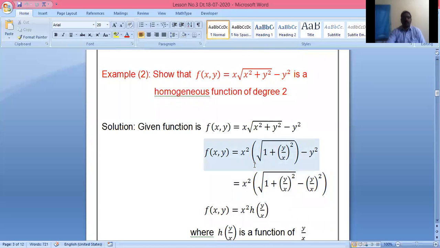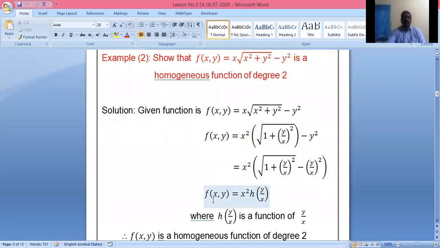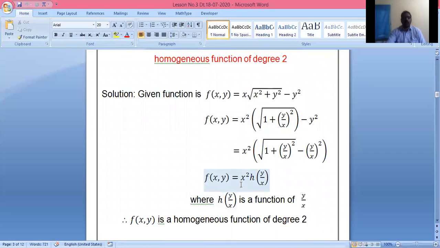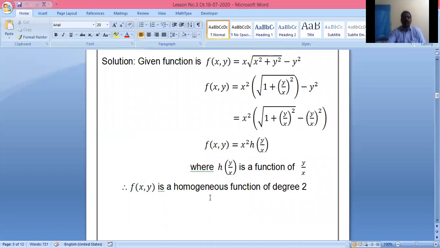By taking x square common from the whole expression, we get x square into under root of 1 plus y by x whole square minus y by x whole square. This can be written as f of x comma y equal to x square into h of y by x, where h of y by x is a function of y by x. Here the order is 2. Therefore, f of x comma y is a homogeneous function of degree 2 or order 2.